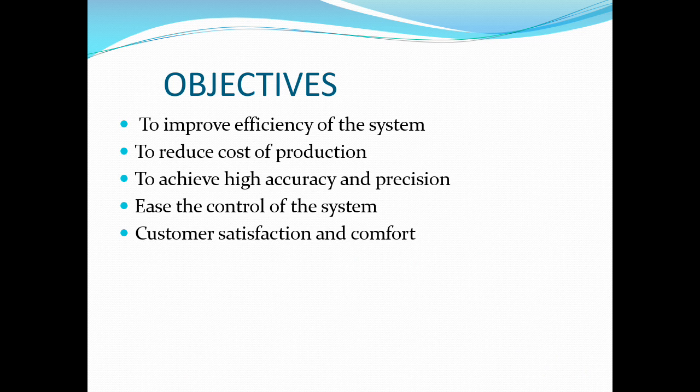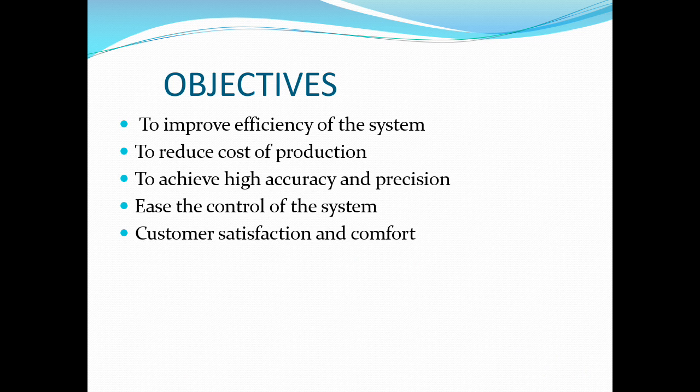Then objectives of the mechatronic system. Why do we have to move towards the mechatronic system? First one, to improve efficiency of the system. Efficiency of the system is improved since we take the power system or electrical power as input, and we are using integrated chips for processing. So processing is fast and accurate.